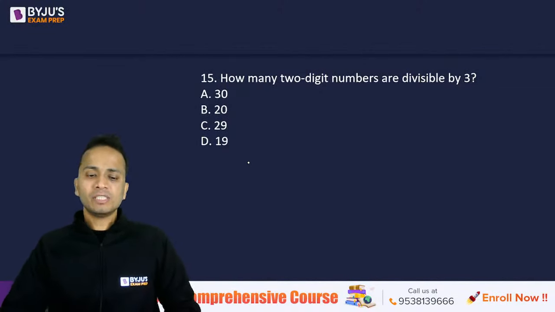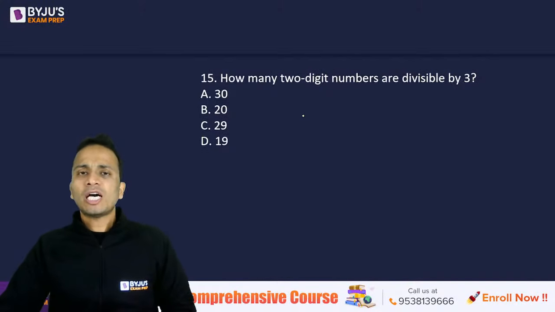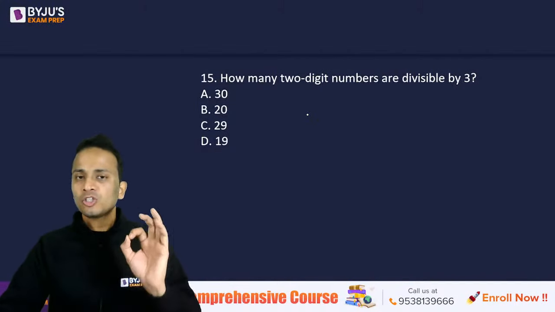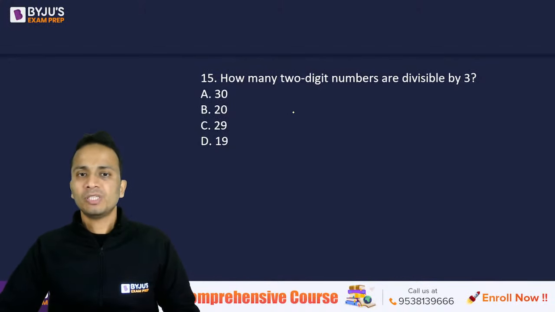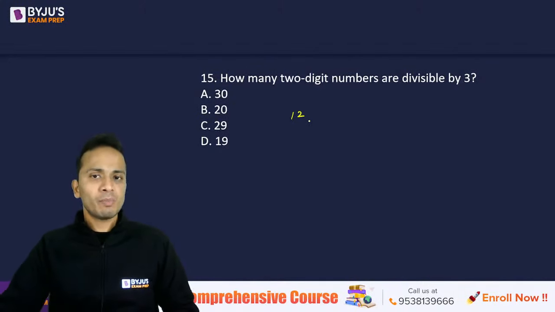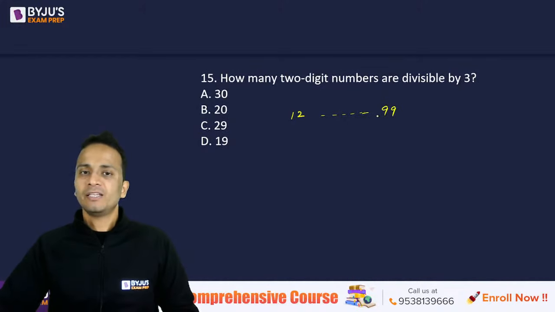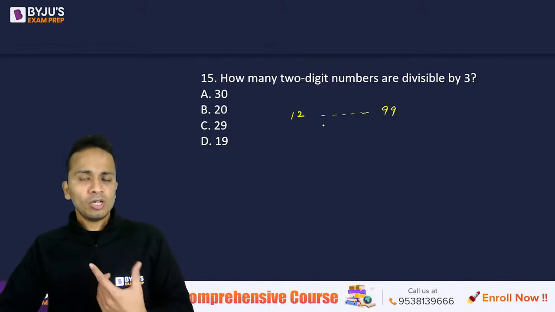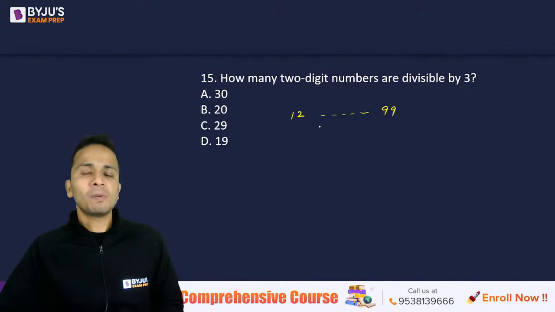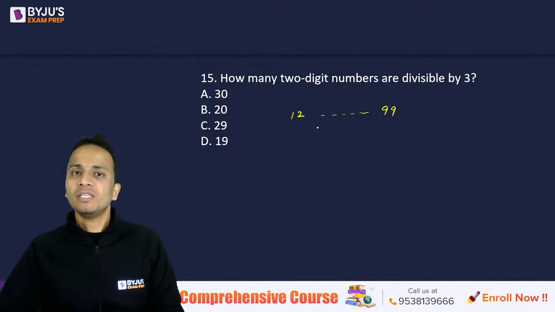So how many two digit numbers are divisible by 3? We just need to start by writing the first or the smallest two digit number which is divisible by 3. So the smallest two digit number which is divisible by 3 is 12, and the largest two digit number which is divisible by 3 will be 99. Now all these two digit numbers which are divisible by 3 will be at a gap of 3. So I can use the number of terms in an arithmetic progression. Okay? So formula nth term is equal to a plus n minus 1 into d.